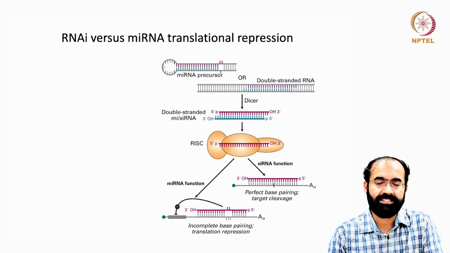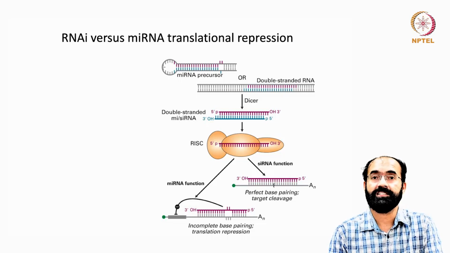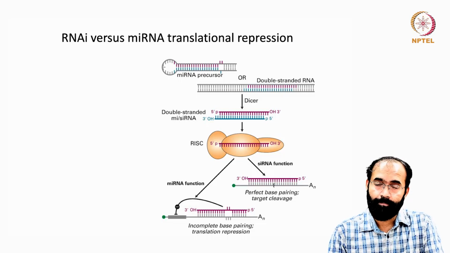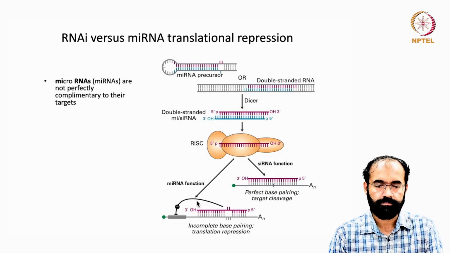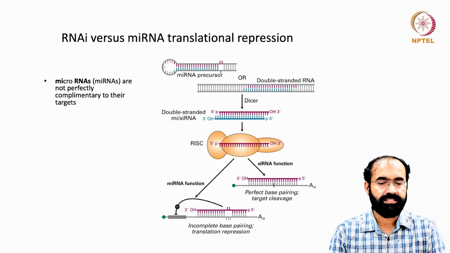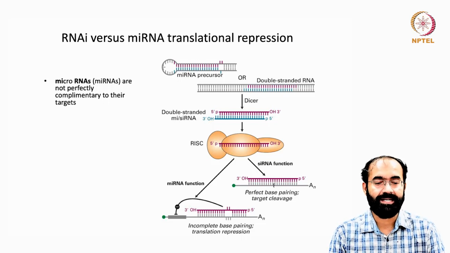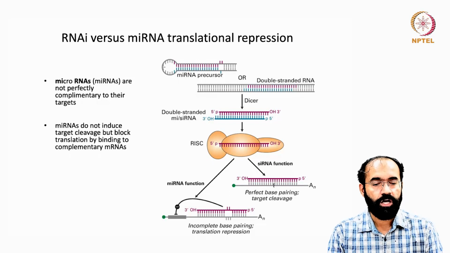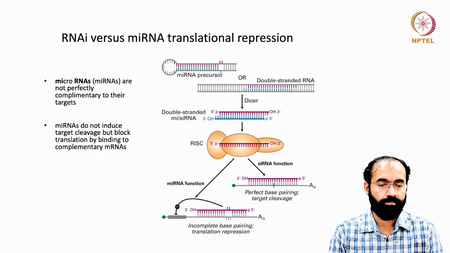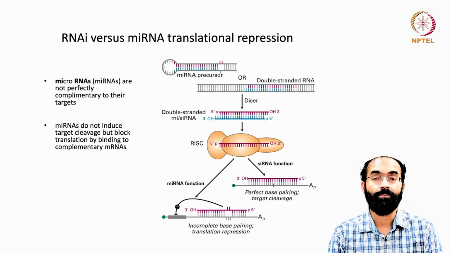So in one case, siRNA, you are degrading the mRNA itself, no question of translation. In the case of microRNA, the pairing is different. The pairing is not complete, as in the case of siRNA, it is incomplete pairing. Because of this incomplete pairing, it will prevent the translatability of this mRNA. That is how they work. So microRNAs are not perfectly complementary to their targets. Targets means mRNA. And microRNAs do not induce target cleavage but block translation by binding to complementary mRNAs.